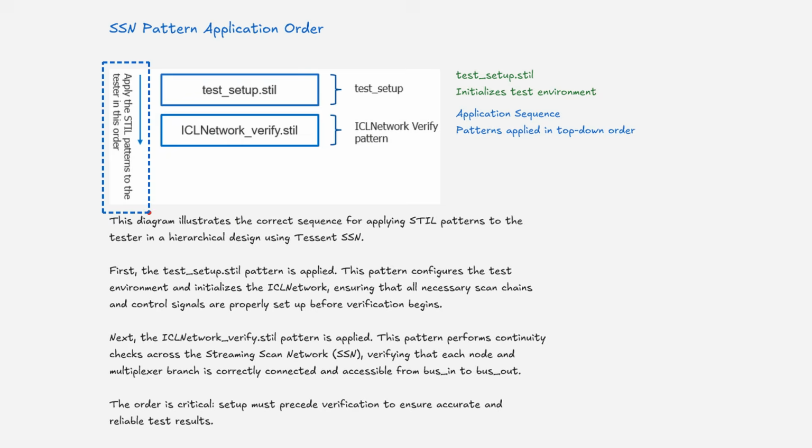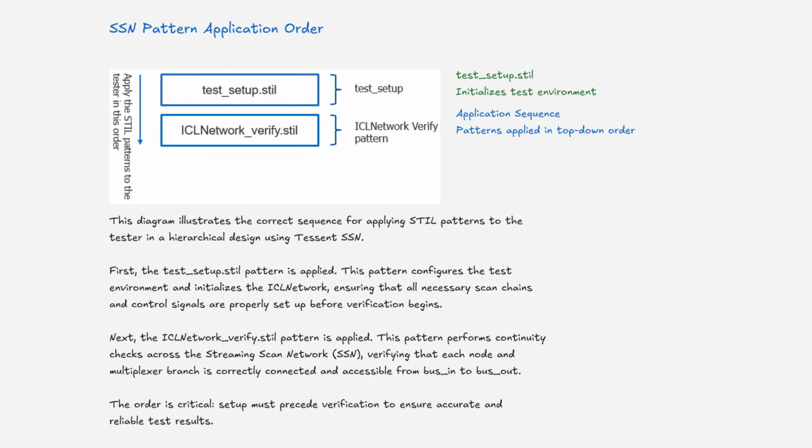This diagram illustrates the correct sequence for applying STIL patterns to the tester in a hierarchical design using Tessent SSN. First, the test setup.stil pattern is applied. This pattern configures the test environment and initializes the ICL network, ensuring that all necessary scan chains and control signals are properly set up before verification begins.